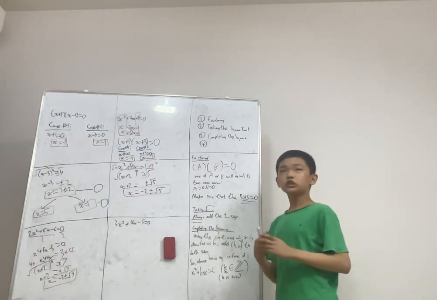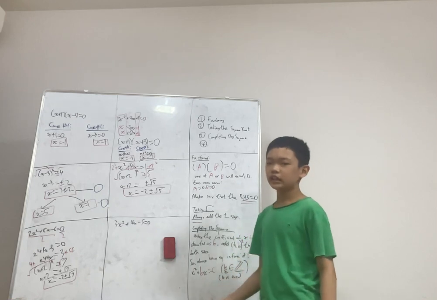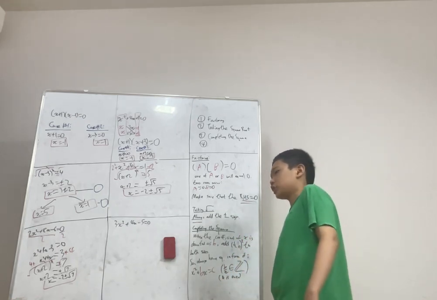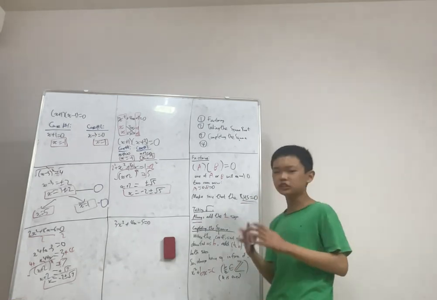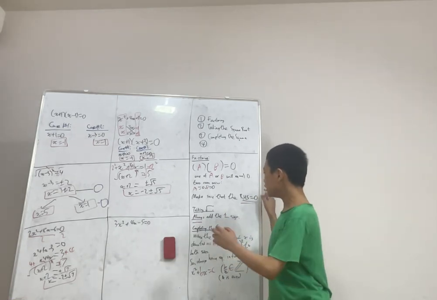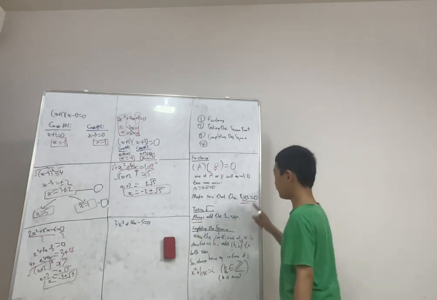Now, I'll show you the method that works for everything, but not necessarily the fastest. So you have to decide which is the fastest for yourself. So always first try factoring, and then obviously taking the square root first, but usually that's not going to be the case. So usually try factoring first, and then complete the square, if factoring doesn't work.